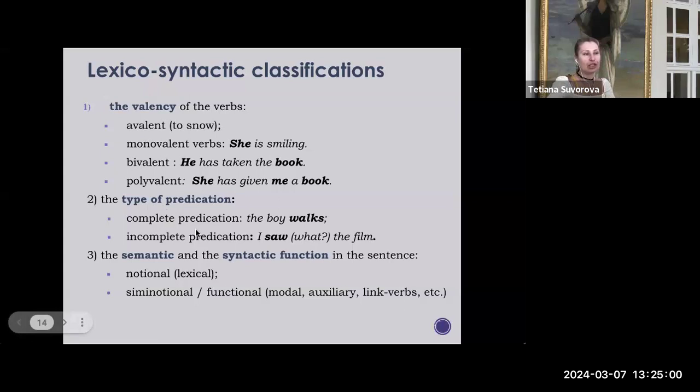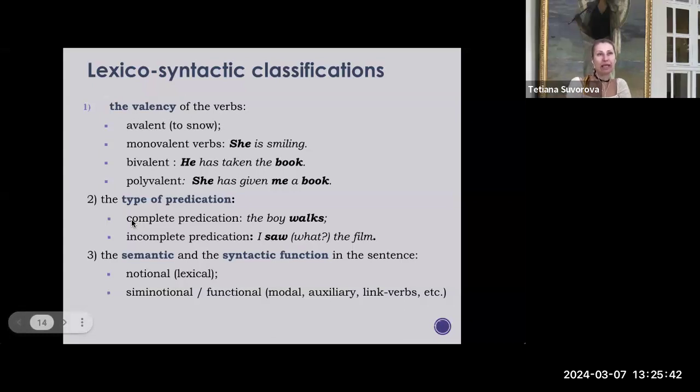The type of predication: we partially mentioned this. Complete predication is when the verb fully performs the function of the predicate. In incomplete predication, for example, I saw what, the film, we should add something. The boy walks is complete predication. We do not require any element. And I saw is incomplete because it requires an element. So again, it's about the valency, and as a result of this, we have types of predication. And the semantic and syntactic functions within the sentence.